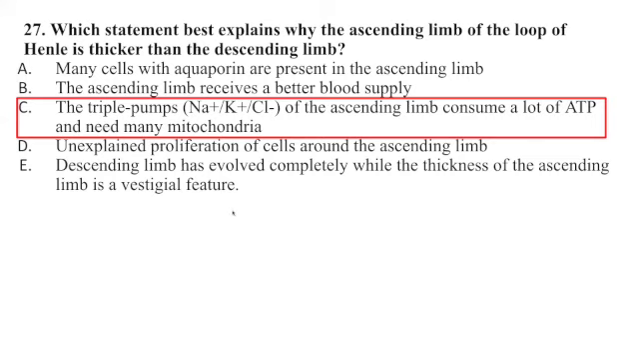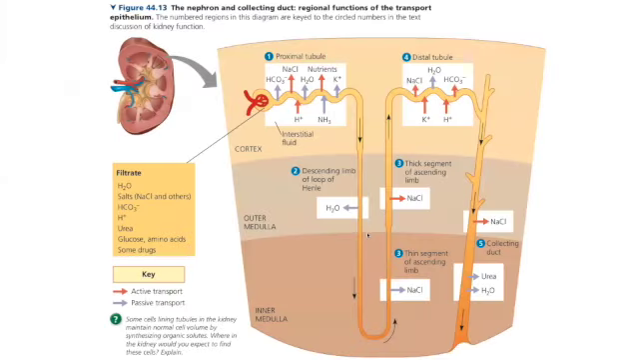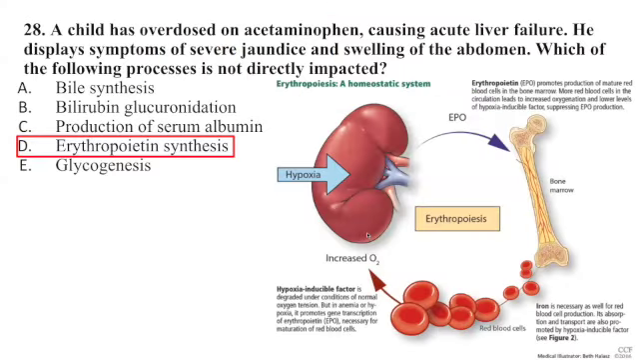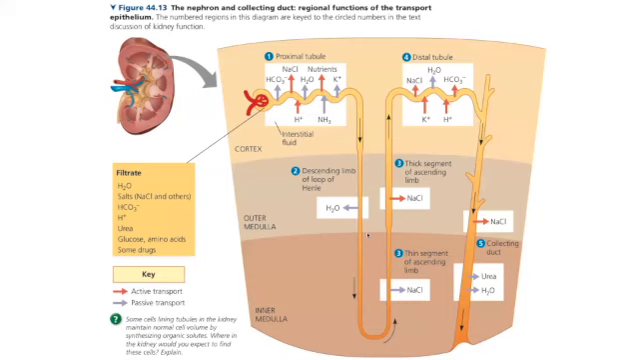A vestigial feature would be like your wisdom teeth or your appendix, something that doesn't really have a role anymore. It did at one point, way back in evolutionary time, but not anymore. So that's why C is a correct answer. And if you need to review this, you can go to chapter 44 in the Campbell book.